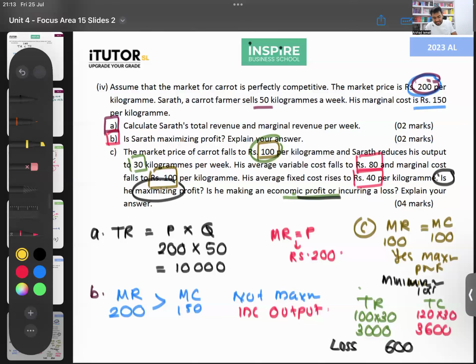Isn't that easy? Isn't this one of the easiest 8 marks ever? In your 20 mark question, getting an 8 mark part like this is very easy. You just have to do the calculations. They are making it practical, like real living. Okay, done. That's 2023.